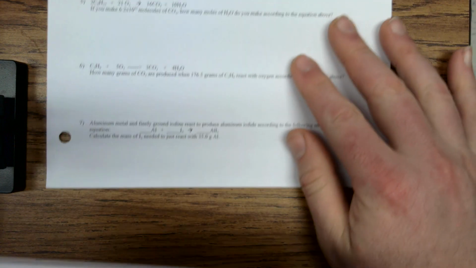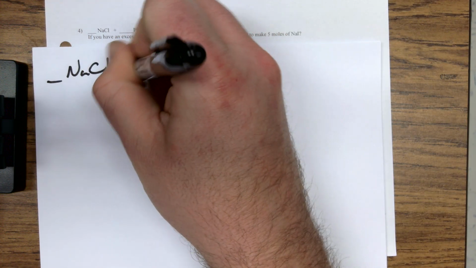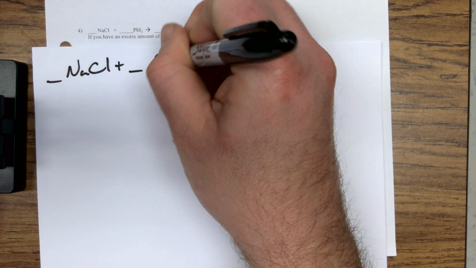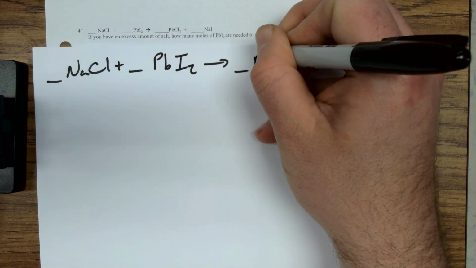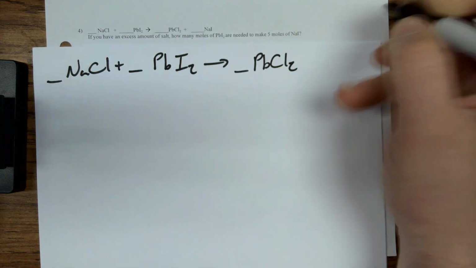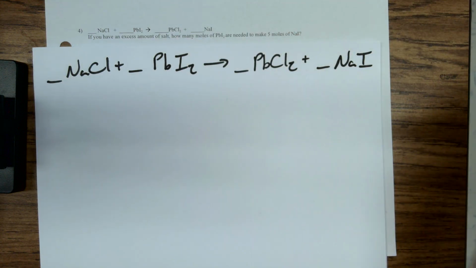Question 4 required us to balance the equation first. So I have NaCl, I have salt, plus lead 2 iodine, yields lead 2 chloride, and sodium iodide.